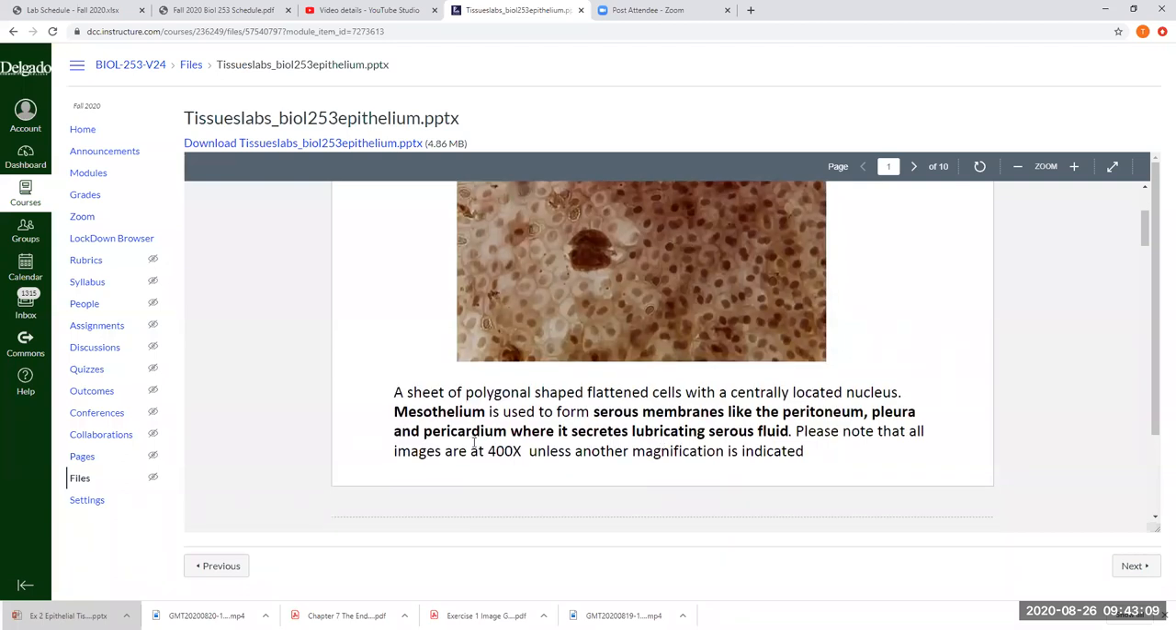And here are just some of the membranes. I told you earlier what simple squamous epithelium makes up in the body: mesothelial membranes, serous membranes, around some of the organs in the body that secrete fluid to help lubricate the organs that are moving, like the heart in the pericardial membrane, the lungs in the pleural membrane, and so forth. Those organs are lubricated by what we call a serous fluid. It's a lubricating fluid produced by the simple squamous cells.